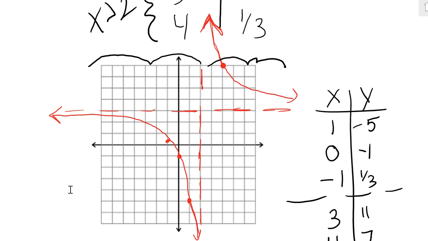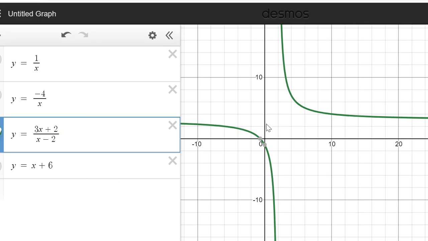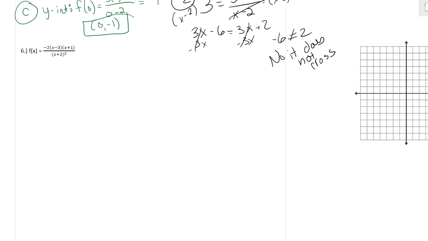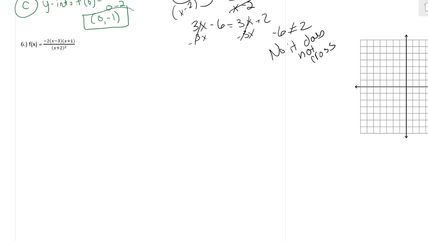Again, what I'm going to do is go over to Desmos, kind of compare the two. And you can see the horizontal asymptote at 3 and that vertical asymptote happening at 2. And the basic shapes are there. I'm actually going to skip over number 6. You can certainly give this a try and then put it in Desmos to see how accurate your graph is going to be. But we're going to move on to number 7.